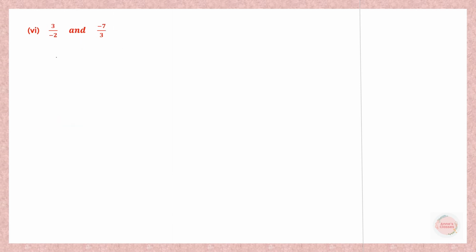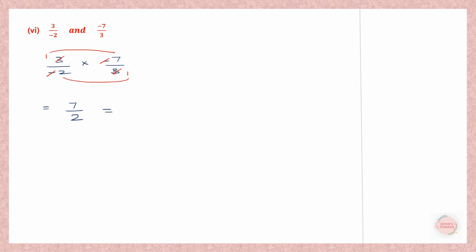Question 6. So let's write this down. 3 by minus 2 into minus 7 by 3. First thing we can cancel other minus signs. One in the denominator, one in the numerator. Then we can cancel 3 and 3. 3 ones are 3, 3 ones are 3. Multiply the numerators and the denominators. 1 into 7 is 7 and 2 into 1 is 2.